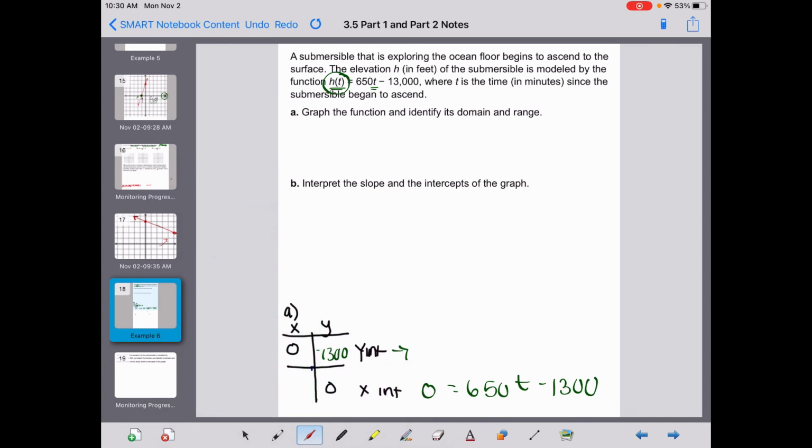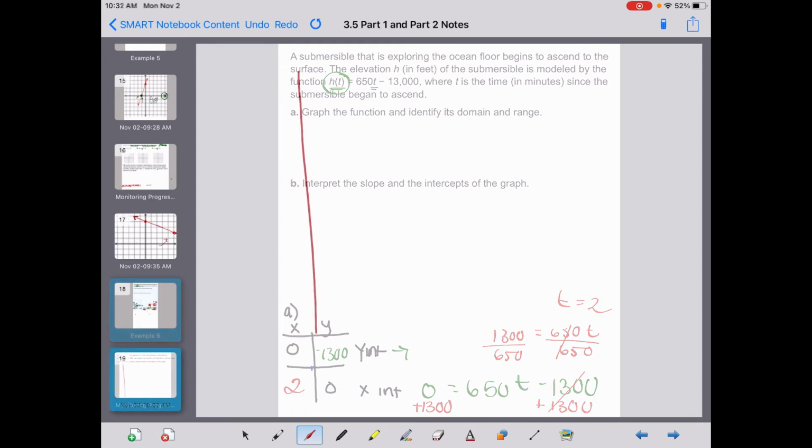So my first step to solving for t here is to add 1300 to both sides of the equation. And I'm left with 1300 equals 650 t. Divide both sides by 650, and we get that t is equal to 2. Now that I have 2 points, I don't need to use my slope to graph, I just need to connect those 2 points.